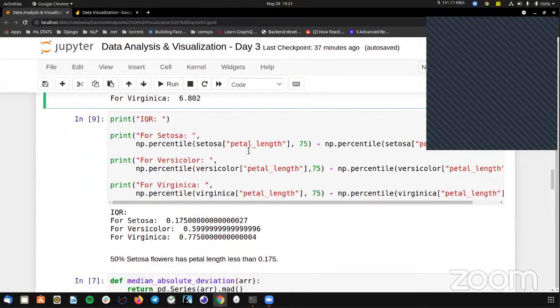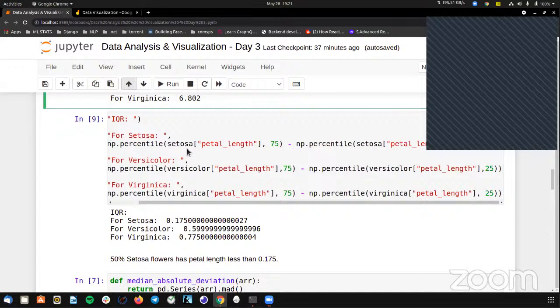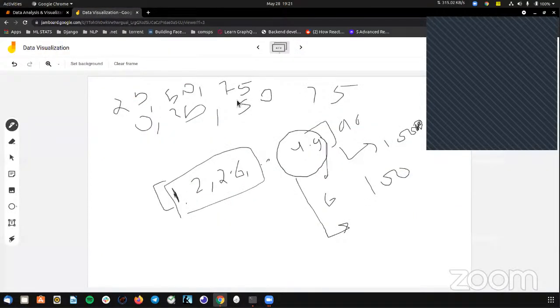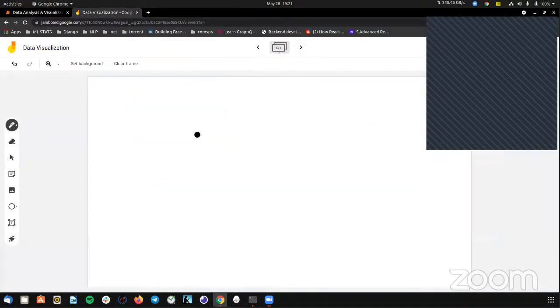And the next thing is IQR. IQR is just a fancy term. Let me make you understand. Recall what I told you, the 25th, 50th and 75th percentiles. We can label those percentiles as Q1, Q2, and Q3. So IQR is nothing but Q3 minus Q1. That's it.